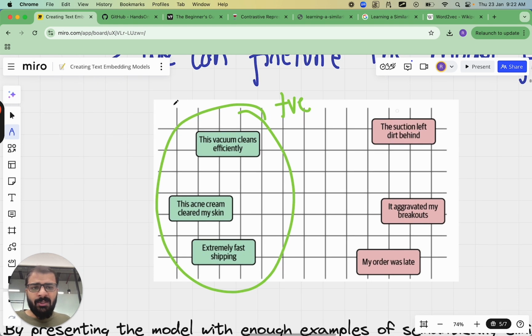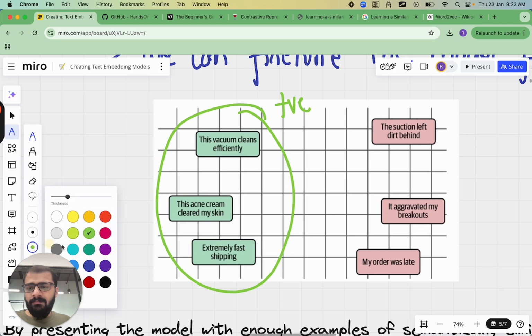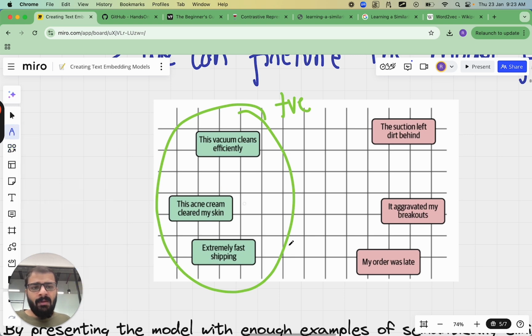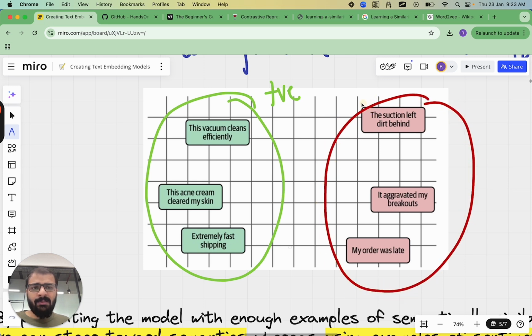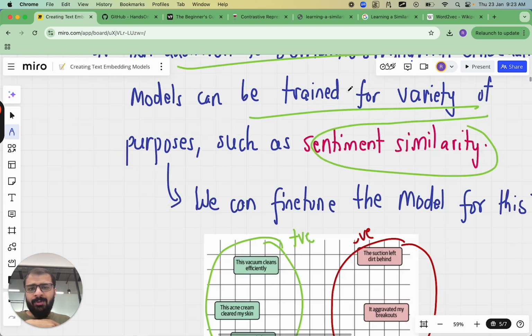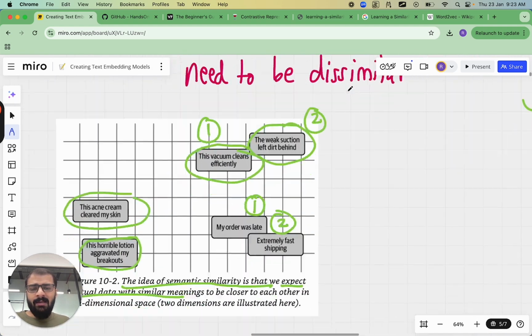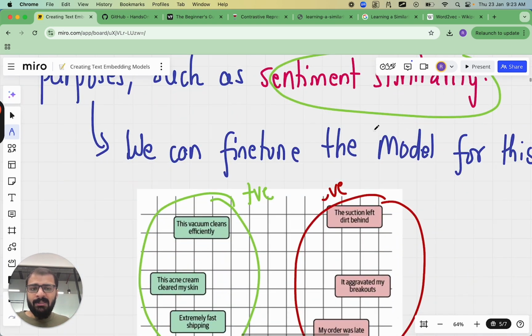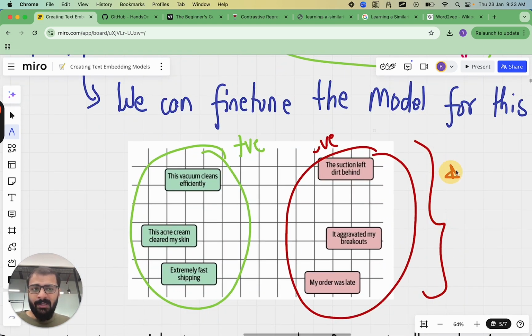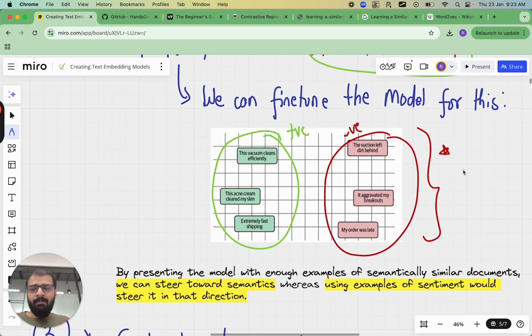Whereas the suction left dirt behind, then it aggravated my breakouts and my order was late. This is a negative sentiment. So they are all clustered together in one space. So embedding models can be trained not only to capture semantic similarity, like how we have shown in this figure, but they can also be trained to capture sentiment similarity, like how it has been shown in this figure. So let's say positive sentiment vectors are all in one place and negative sentiment vectors are all in one place.